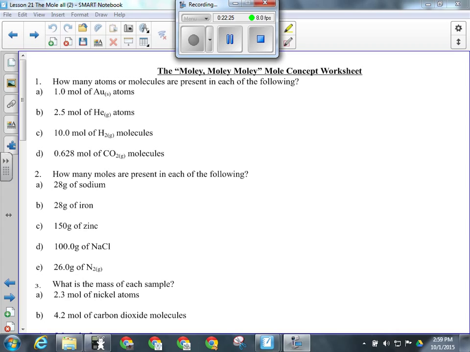I could have put iron there, nickel, copper. It wouldn't have mattered. There's the same number of atoms of anything in 1 mole of that stuff, unless we were dealing with a molecular element where it bonds to itself. But essentially, 1 mole is always 6.02 times 10 to the 23.